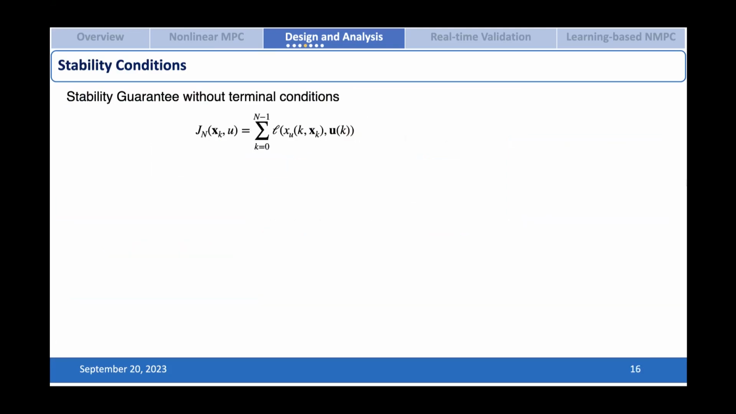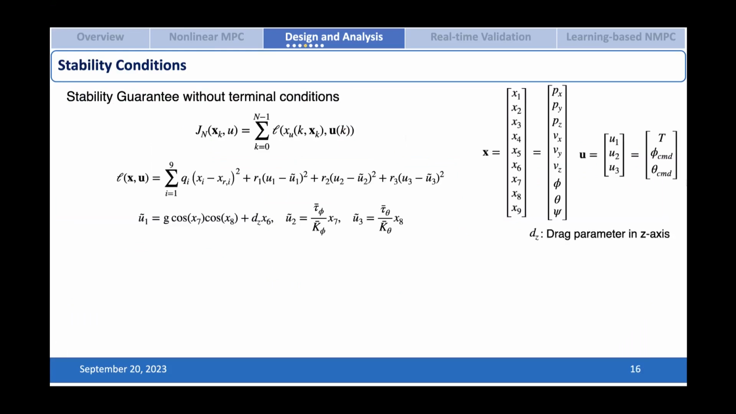On the other hand, we can design the objective function without terminal conditions. We just have the running cost, or the objective function that we had before, and our objective is to tailor an objective function for our system model, or our system dynamics. For this objective function we have the states and the inputs. For the states we have the position, velocity, and angles, and for the inputs we have three inputs: thrust, commanded roll, and commanded pitch.